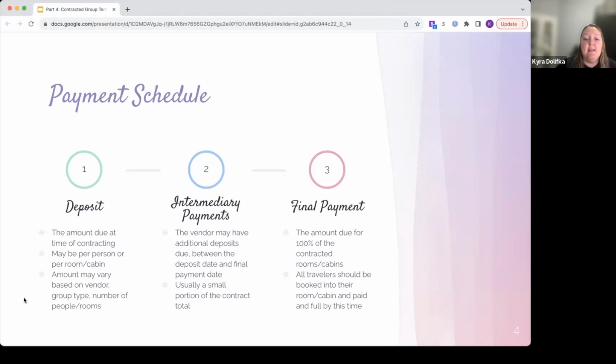And the final payment is the amount due for 100% of the contracted rooms and cabins. So everything you have in your contract is due and paid in full 100% by this date. I strongly recommend that all travelers in the group are booked into their room or cabin and paid in full by this time. Because if everyone in the group is paid in full by this time, you have satisfied the 100% amount for the contract. So very important that you have your group members booked by this date and make sure they have paid in full so that you meet the final payment policies.